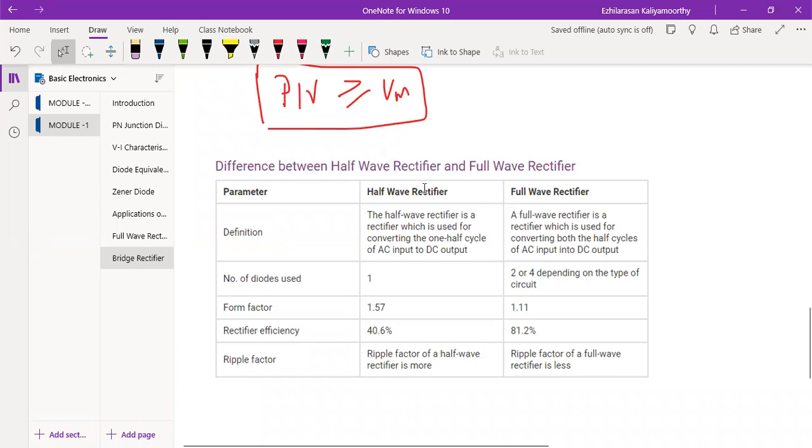Next, the number of diodes. For a half wave rectifier, one diode is used. For a full wave rectifier, 2 or 4 are used, depending upon the type. If you are using a bridge, it will be four diodes. If you are using the normal one, it will be 2.